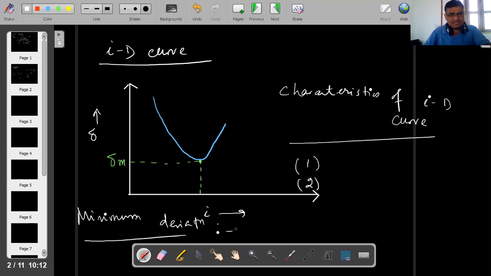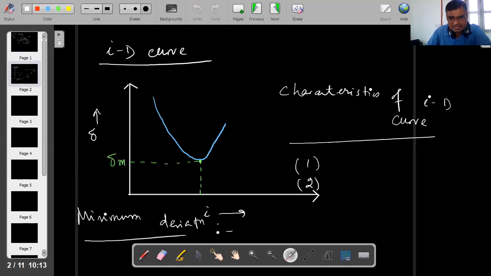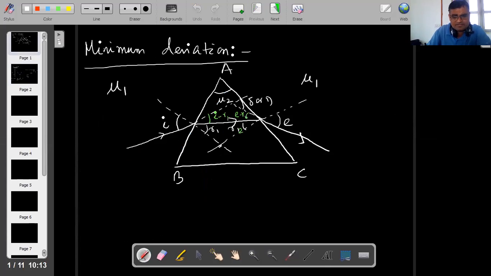So at minimum deviation, you can observe three important things. Suppose I am getting minimum deviation exactly here. First, you will always get I equal to E at minimum deviation. These two angles are equal. If I is equal to E, then the normals N1 N2 are parallel to the base of the prism always.